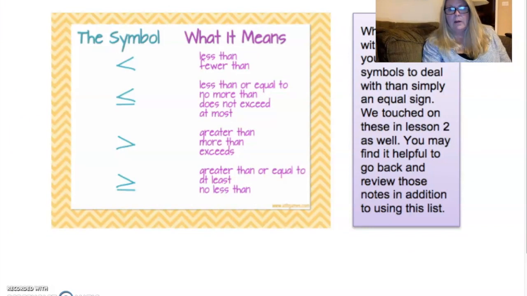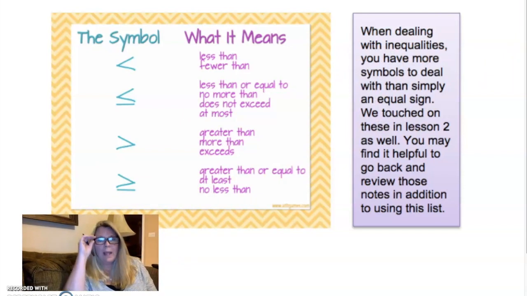What's going to be important here is that you have to be able to recognize these symbols. You can't always look at a number to tell what it is. If you see this symbol standing by itself, it means less than or fewer than. If we put an equal to sign underneath it, that line underneath it, it means less than or equal to. Or we may say no more than, or it does not exceed, or at most. Those all mean that this is less than that. The greater than symbol is right here.